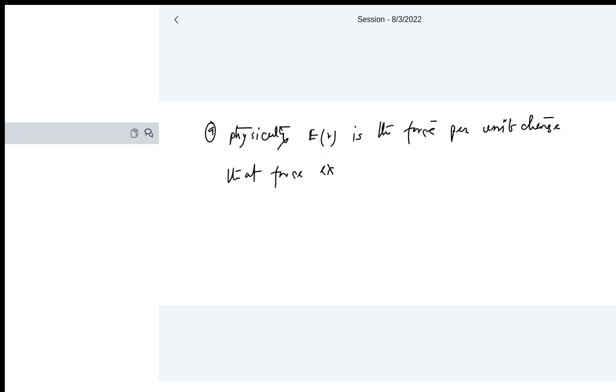is exerted on the test charge. It is very important. Okay, so electric field means force per unit charge, and that force is exerted on capital Q, and it is actually equal to that.